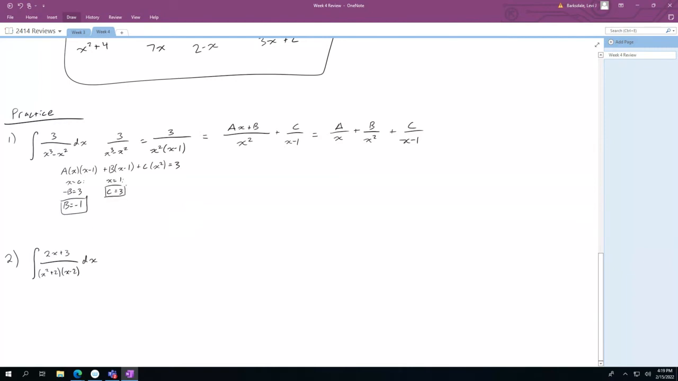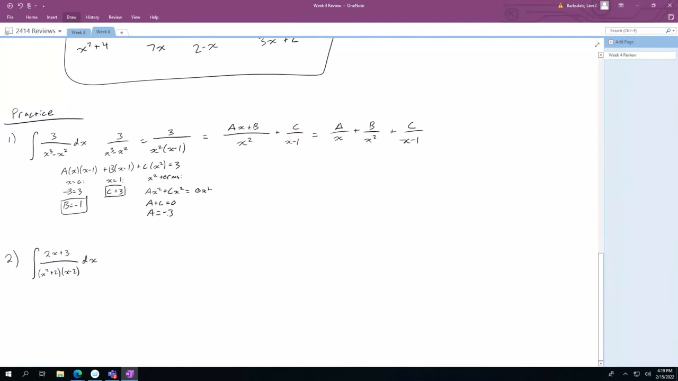And finally, I'm just going to count my x squared terms for the last ones, and that tells me that Ax squared plus Cx squared should equal 0x squared, so A plus C should equal 0, so A is negative 3.